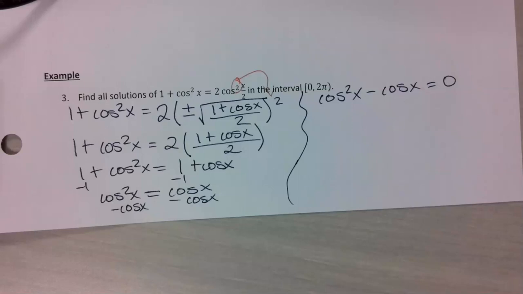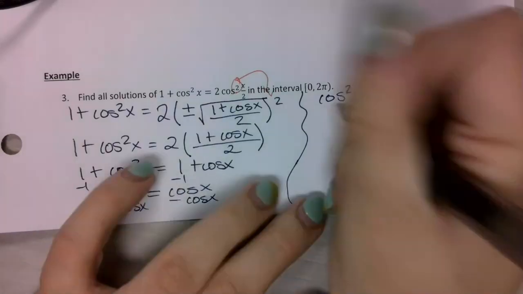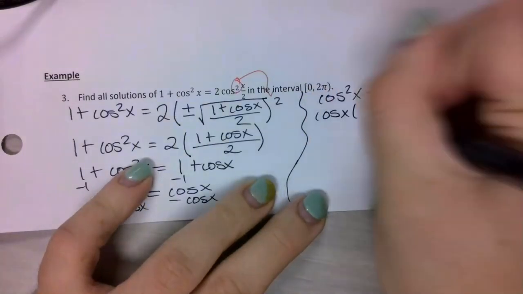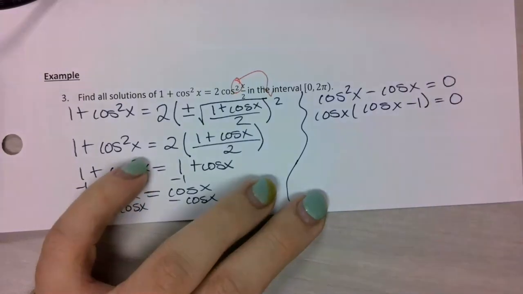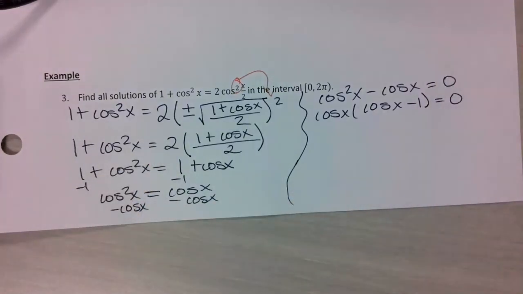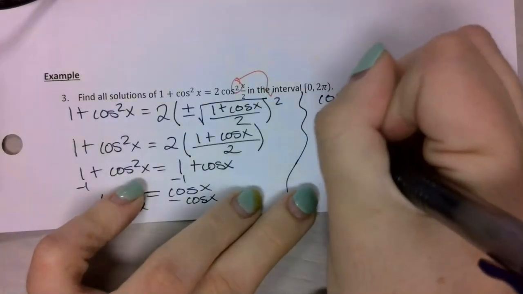Okay, then I can factor. How do I factor this? Okay, so I can pull out a cosine x. Then, what do I want to do?